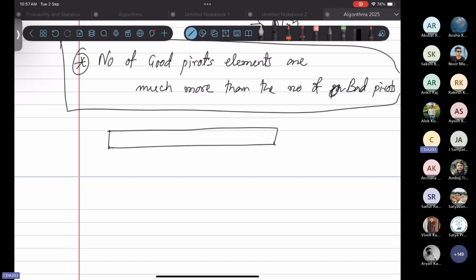Okay. So my claim is that the number of good pivot elements is way more than the number of bad pivot elements, right? Length by 2 will not give you the median. Just think yourself, right? If you know the array is sorted, then there's nothing to do. What I said is, your input is a sorted array, and you don't know that the input is a sorted array.